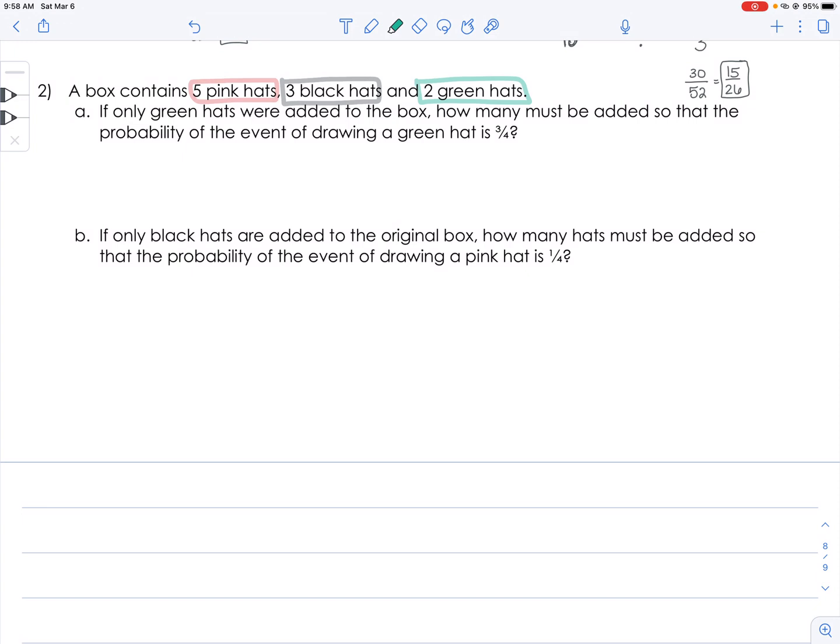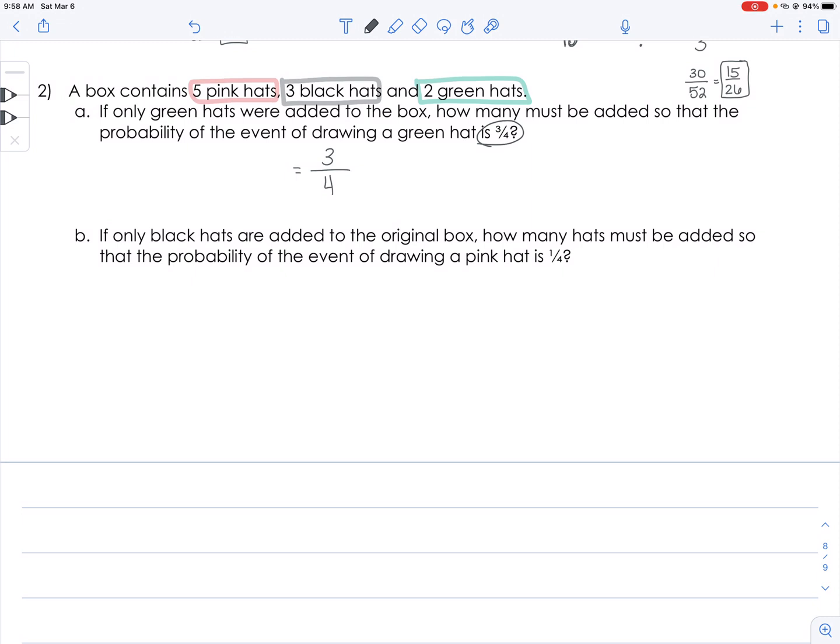So this is not just asking you, what is the probability of drawing a green hat? That's a little bit more straightforward, like example 1. This is saying, how many hats do I need to add in order to make the probability 3 out of 4? So let's write some stuff down so that we understand what's going on. I'm looking for my final probability to be 3 out of 4, the probability of drawing a green hat.